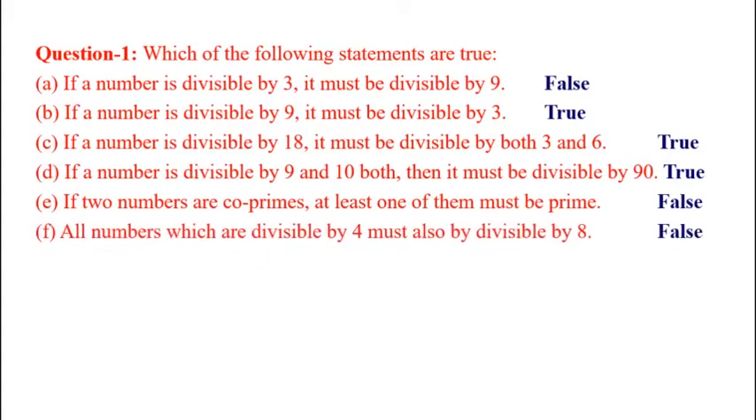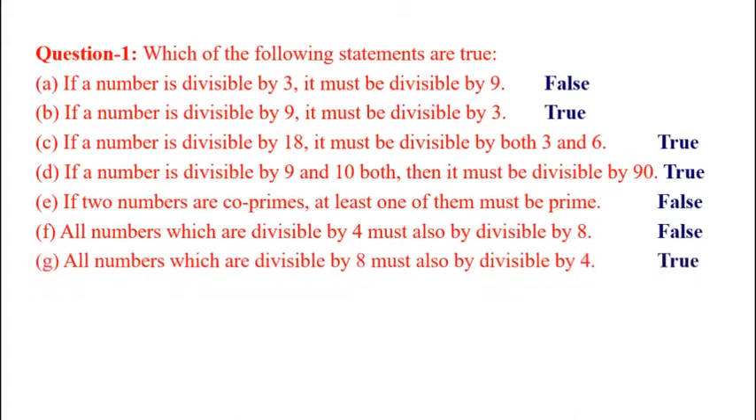All numbers which are divisible by 4 must also be divisible by 8. False, because 12 is a number that is divisible by 4, but it is not divisible by 8. Then all numbers which are divisible by 8 must also be divisible by 4. Yes, this is true.